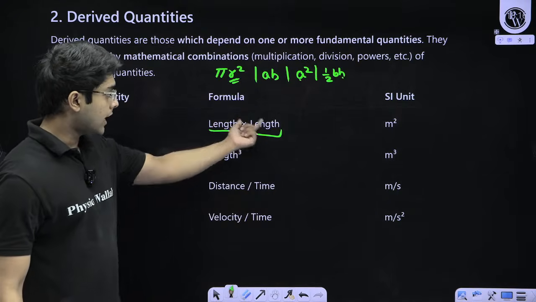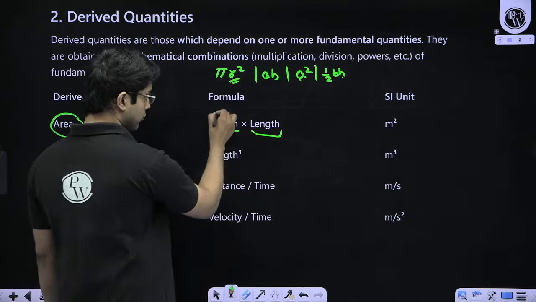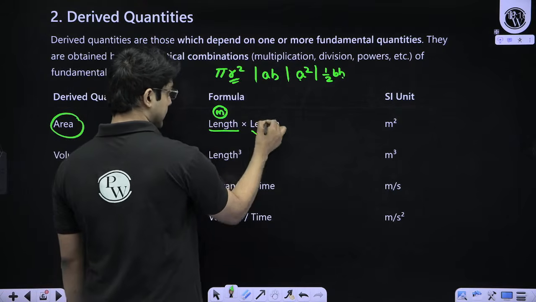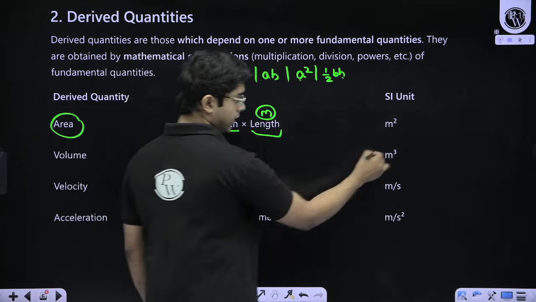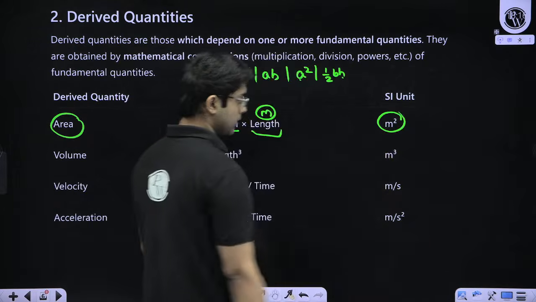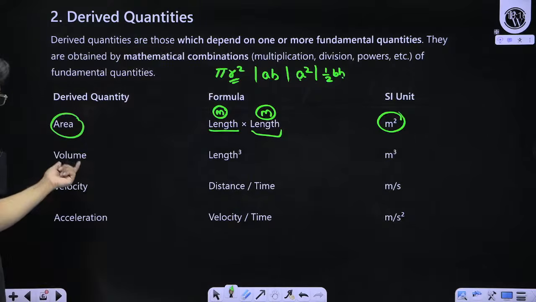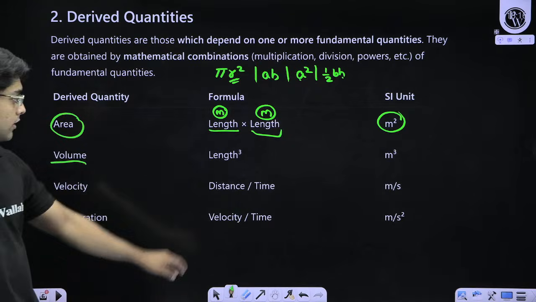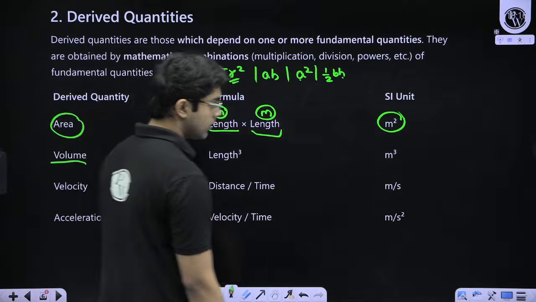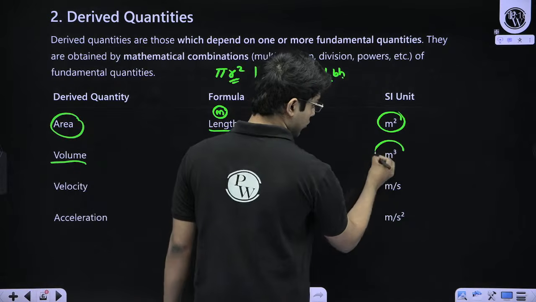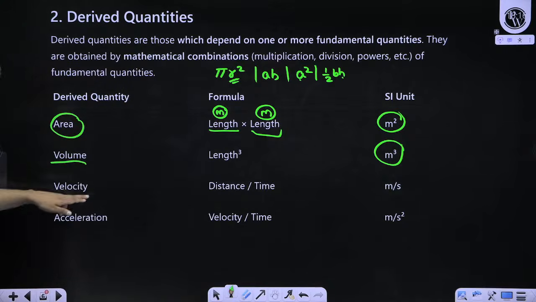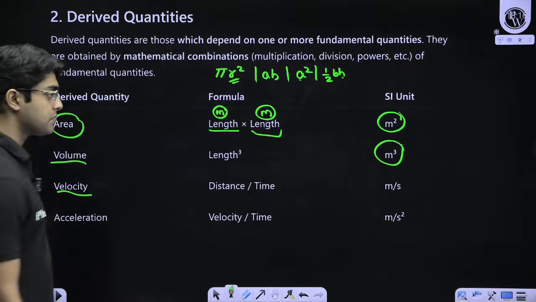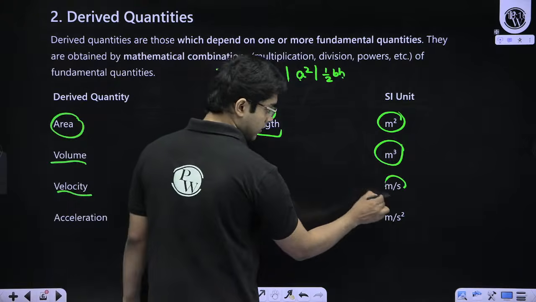So when we have a length into length, SI unit of length is meters. SI unit of length is also meters. So the unit of area will be meter into meter, which is meter square. Same logic apply to volume. It's a length cube. In all formulas we have length cubed. So the SI unit will be meter cube. Velocity we already discussed is the same logic as speed. So its unit will be meters per second.